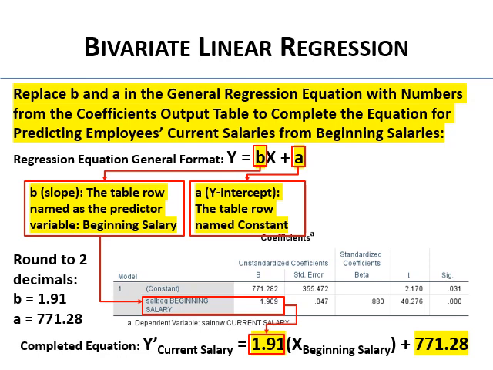All right, so now we need a. So a at the end there is the y-intercept. It's where the line goes through the up and down axis. So where's that in the table? It's in the line called constant, 771.282. Fill that in where a was above, and you've got your full regression equation filled out. Someone's current salary is equal to 1.91 times their starting salary, and then you add $771.28 to it. That'll give you someone's predicted current salary.